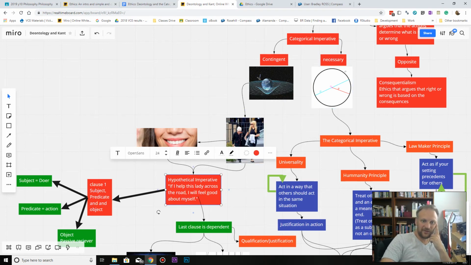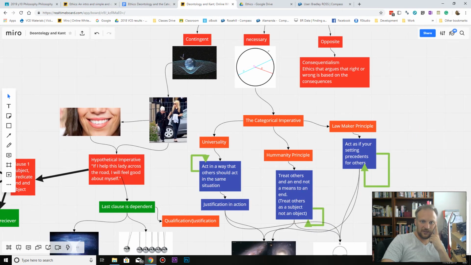And in a hypothetical imperative, okay, the first clause doesn't imply the other. In other words, if I help this lady across the road, I will feel good about myself. Feeling good about myself is not implied by helping the lady across the road. I've just observed through time and space that that's highly probable that's the case. So take some notes.